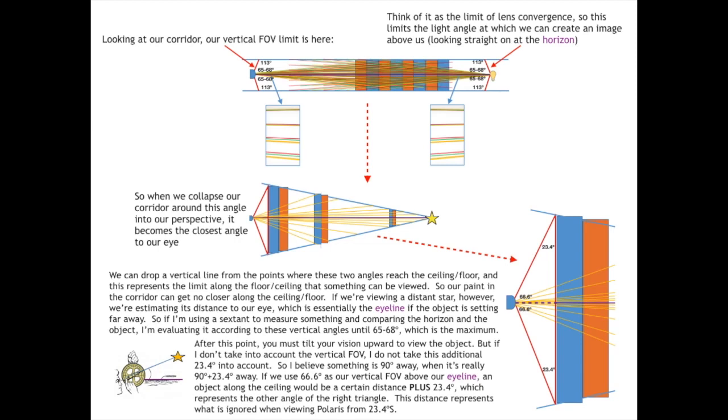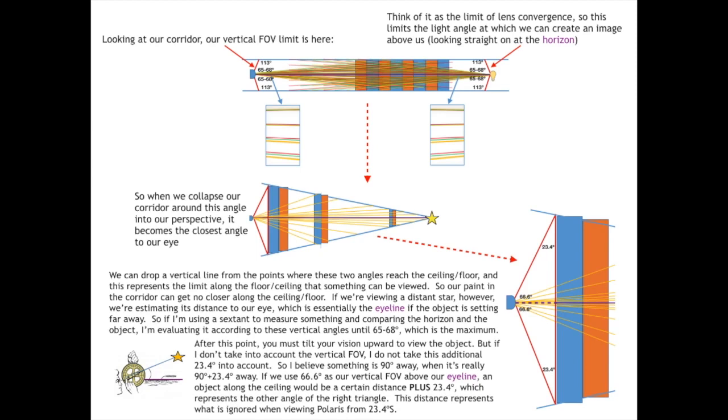We can drop a vertical line from the points where these two angles reach the ceiling and the floor, and again, it limits the distance along the floor or ceiling that something can be viewed above or below us. But again, on a straight line view, we can still see an additional 23.4 degrees further. So again, our paint strips that are attached to the ceiling or floor may limit there, but looking straight on at an object, we still get an additional 23.4 degrees of vision. So if we're viewing a distant star, however, we're estimating its distance to our eye.